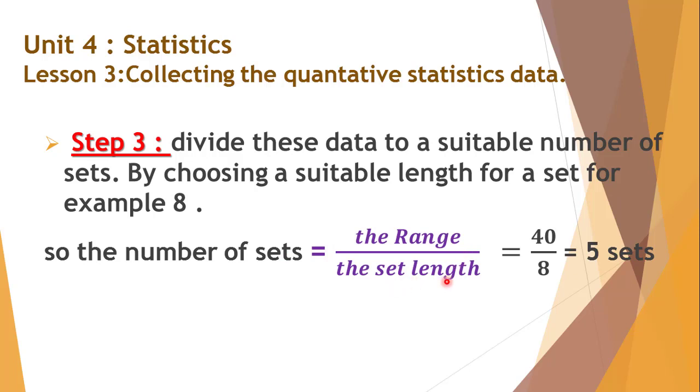You can choose any other number, but the number you choose should be such that 40 is divisible by it. So you can choose 10, for example. For a length of the set, you can choose 10, 2, or 4, any number, but 40 should be divisible by this number. In this case, I chose 8. So the number of sets will be the range, which is 40, divided by 8, equal 5 sets. So in this case, I'll use 5 sets.